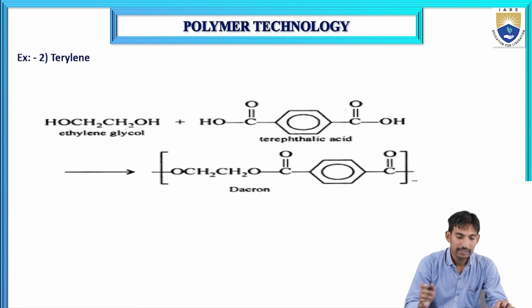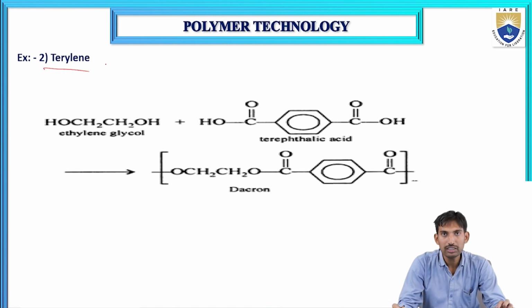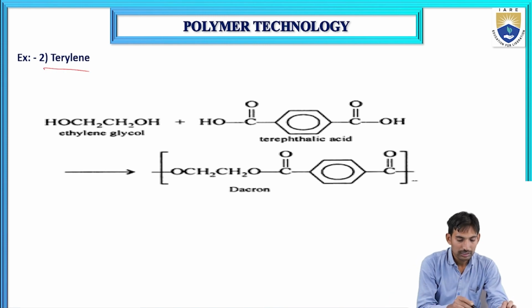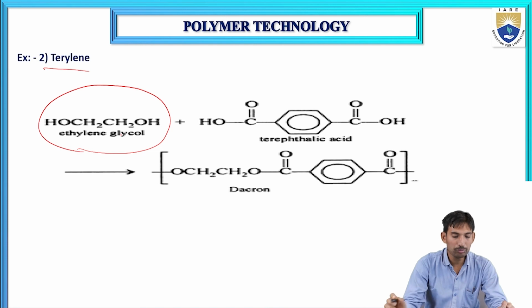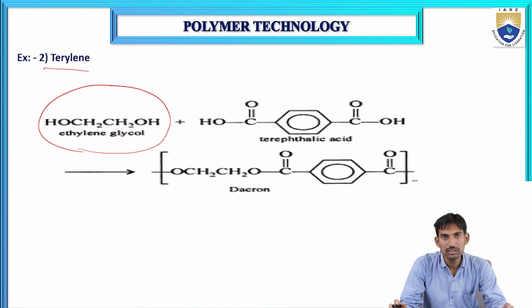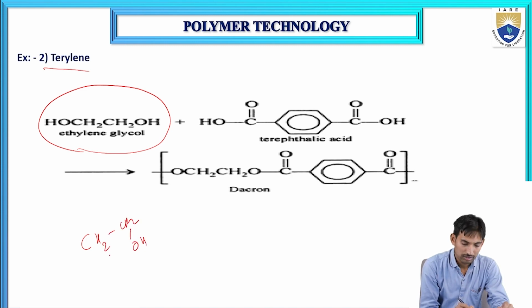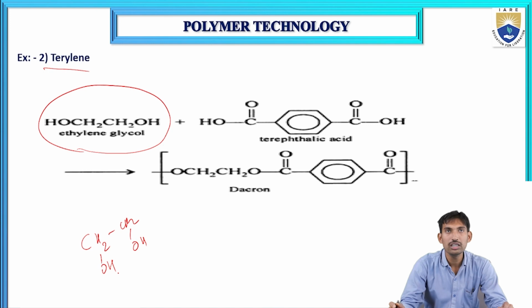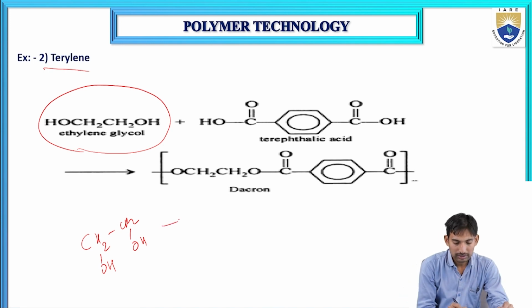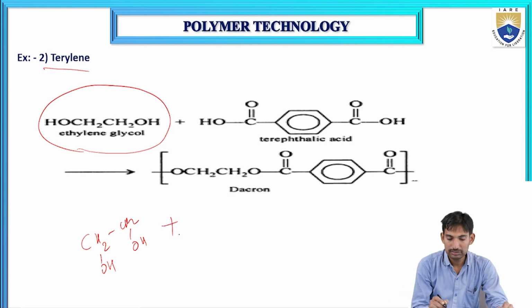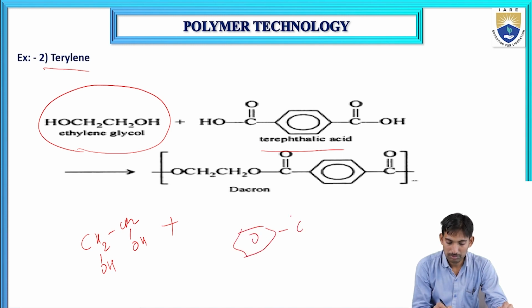Example 2 is terylene. This is the second example for condensation polymerization. In this, the monomer is ethylene glycol. The ethylene glycol structure is HO-CH2-CH2-OH. It reacts with terephthalic acid. See the structure of terephthalic acid, with C=O OH and C=O OH.